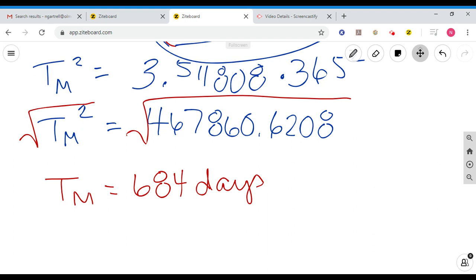All right, so this is part two. I had to split up the videos because of time on this app. So we had the orbital period of Mars as 684 days.